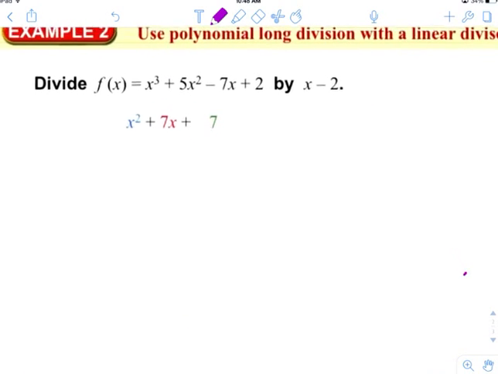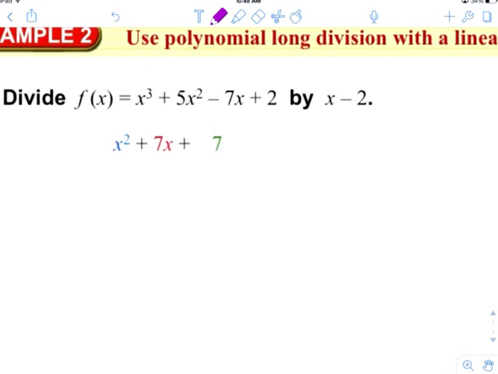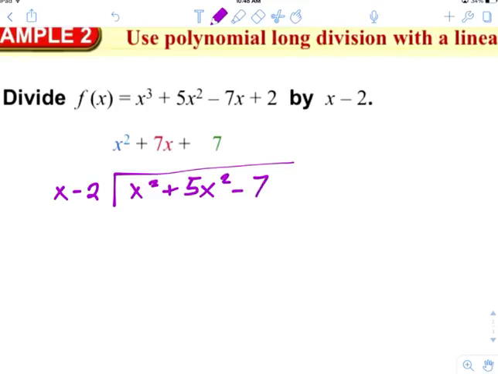Example 2. Again, we're going to use a really similar process for just dividing polynomials. X minus 2 gets divided into x to the third plus 5x squared minus 7x plus 2. And notice that there's no exponents missing. I have 3, 2, 1, 0 for my constant, so I don't have to substitute in any 0 coefficients for this problem.